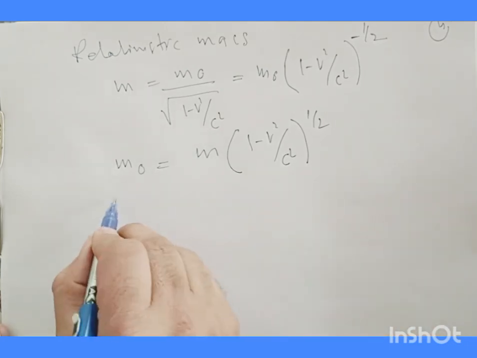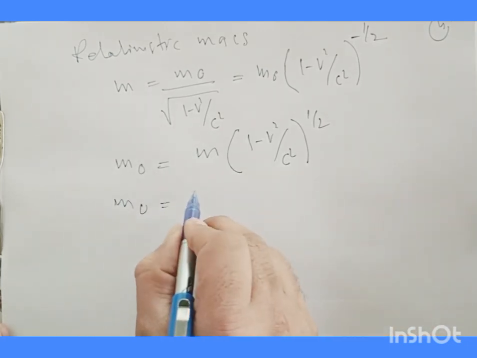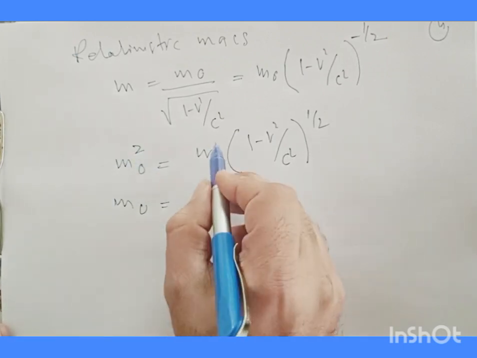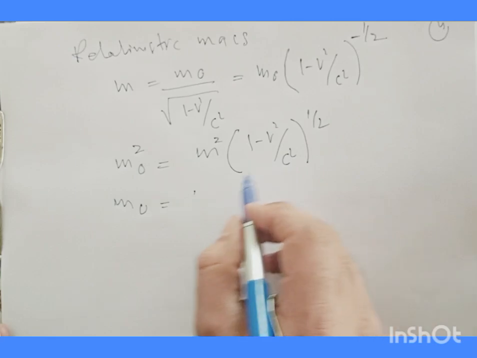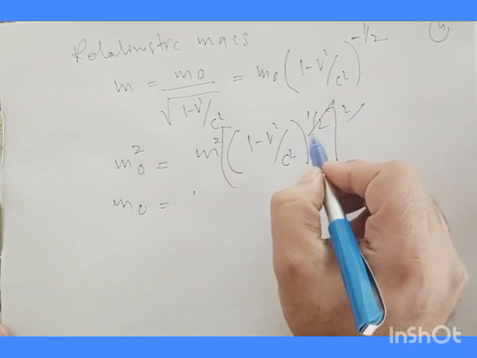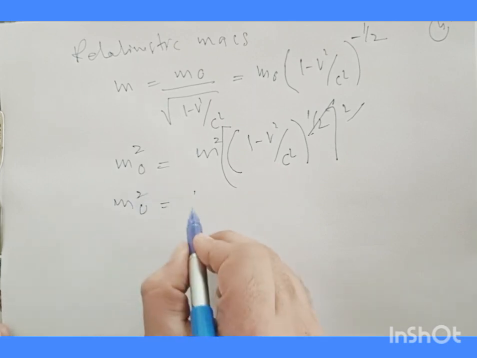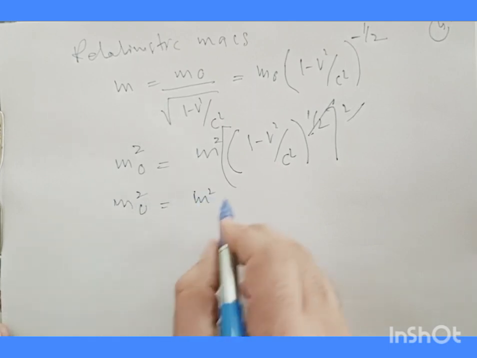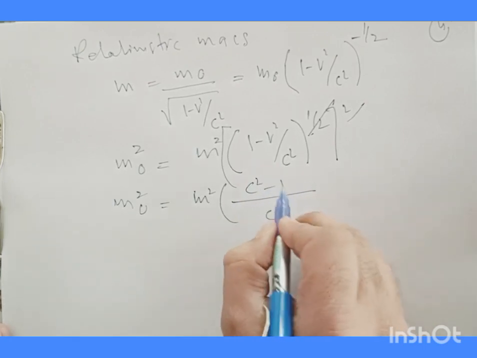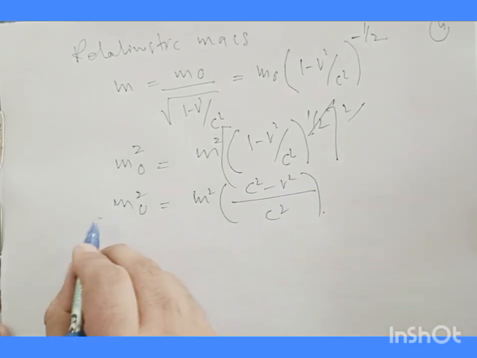So from here, what we will have for m naught is, let me square it on both sides. This will be the square of it, and the square and this root are going to cancel. So I will have m naught square is m square times (c square minus v square) divided by c square. So this c square will come here.